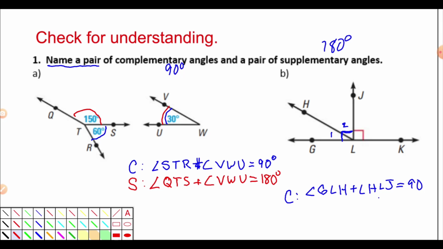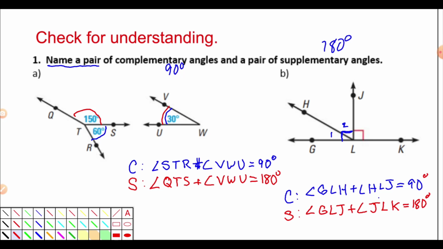All right, and supplementary. Now this one is really interesting. I like this one. So some people notice the two 90s next to each other, so that they would say, well, angle the two right angles. So angle GLJ plus the measure of, usually I would write the measure of JLK is equal to 180. Okay, so that would be one pair, but there's another pair.